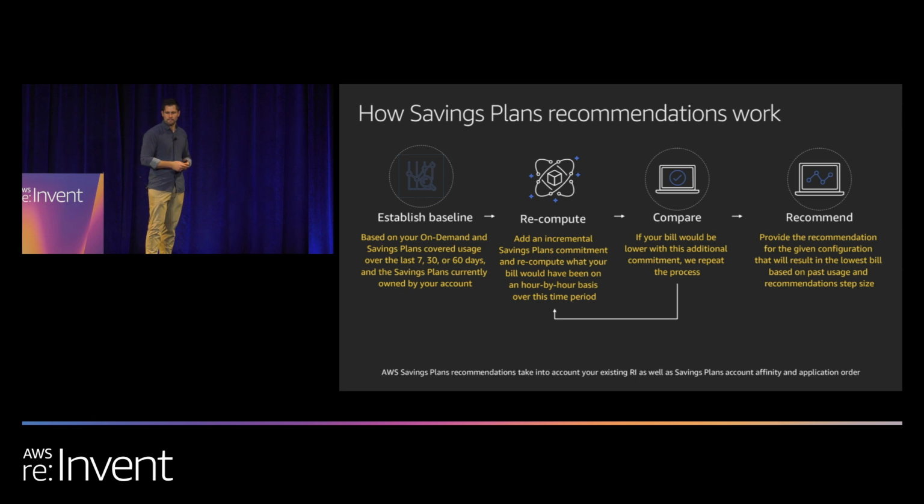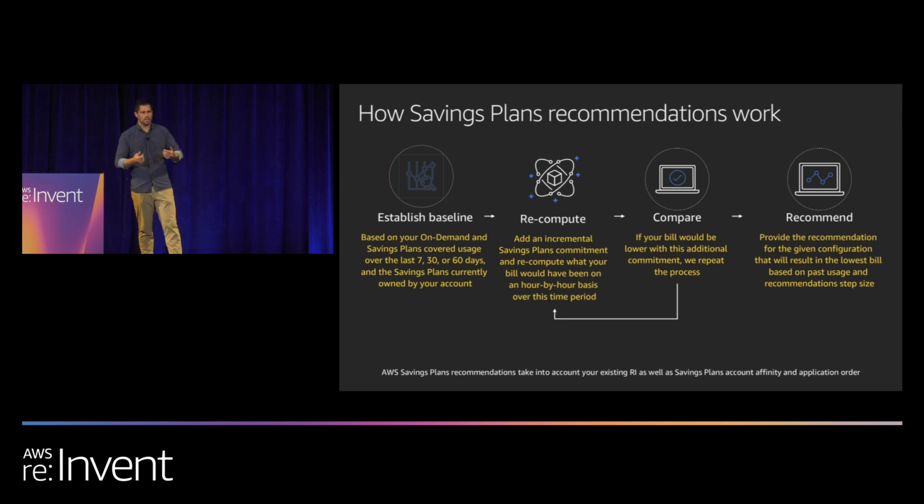We take into account the same application order that AWS billing does in terms of the account affinity of the plans that exist in your account. That means the account that owns them will get that benefit first. And we also take into account the application order that Pranesh mentioned earlier, so that the deepest discount gets the savings plan benefit first.